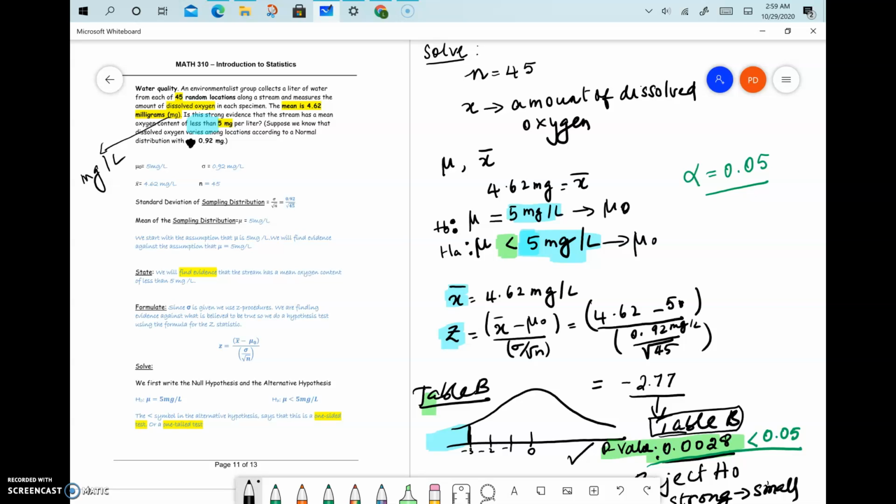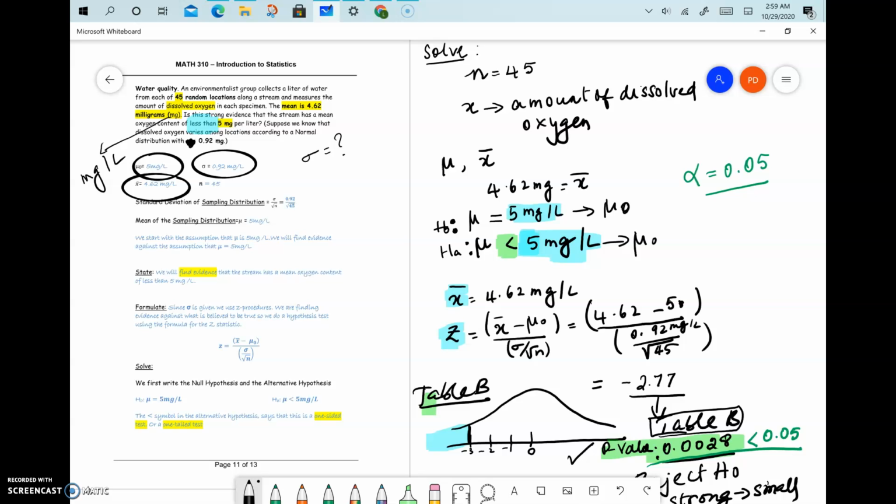Since we are collecting it from 45 samples, n, the sample size, is 45. When the sentence says the mean is 4.62 milligrams per liter, it's basically referring to the sample of water collected at 45 random locations. So therefore it is the sample mean. Now once we figure out what each of these letters are, sigma is the population standard deviation. That's an important thing to know. Is sigma given or not? That's a very important question we need to answer before we jump into solving it.